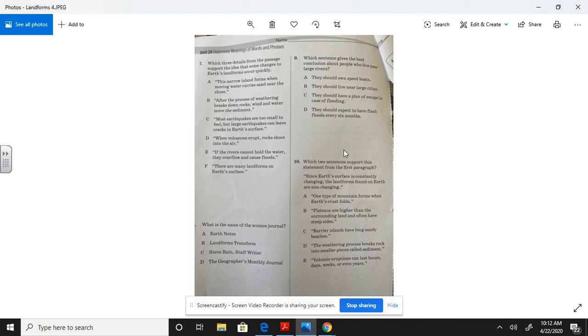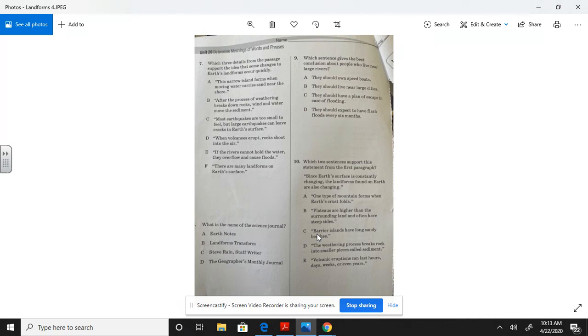Number 10, which two sentences support this statement from the first paragraph? Well, this is the statement from the first paragraph, so we don't need to go back into the passage. We need to read this statement and see which two of these support that. Since Earth's surface is constantly changing, the landforms found on Earth are also changing. So the surface is constantly changing, so the landforms are changing. So now I find two sentences that support either the surface of the Earth changing, or the landforms on the Earth changing. So I'm looking for two.